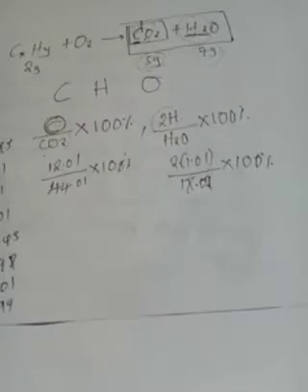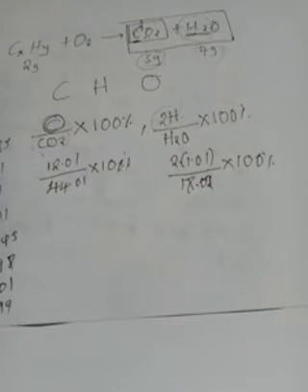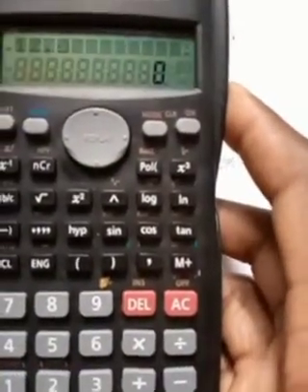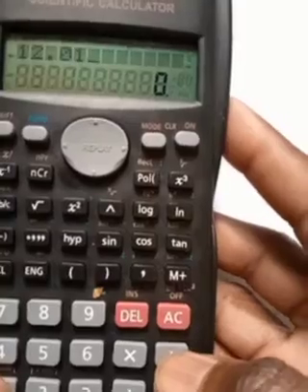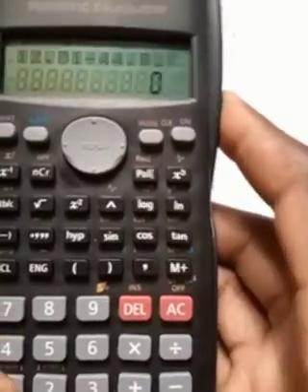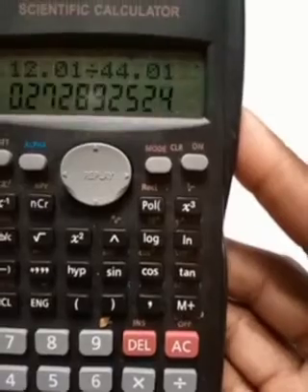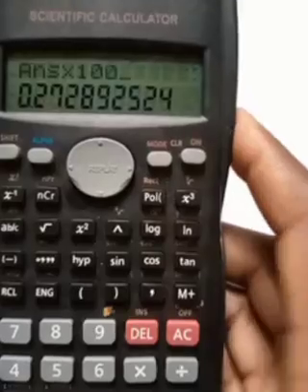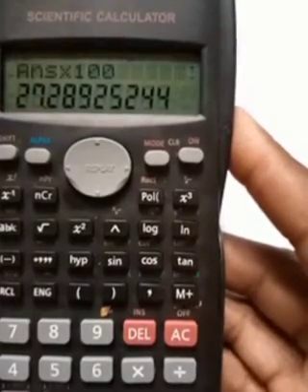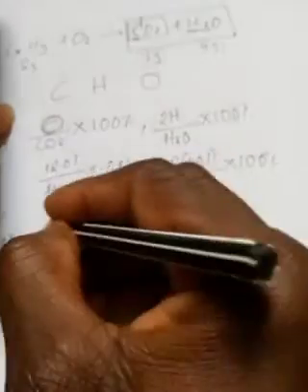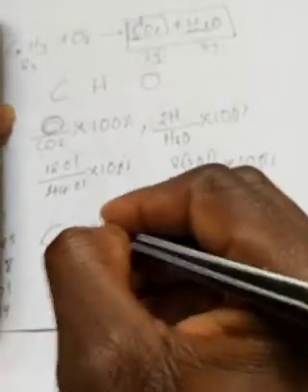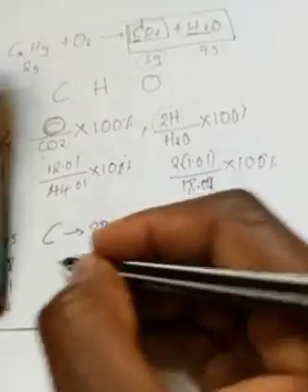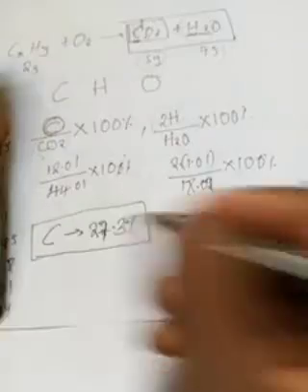Simple mathematics, we are able to follow. So the calculator here is helpful. You have to say 12.01 divided by 44.01. If you say equal to, then this answer you multiply by 100. What answer are we going to get? We are getting 27.3%. So carbon is equal to 27.3%. This is the percentage of carbon in carbon dioxide.